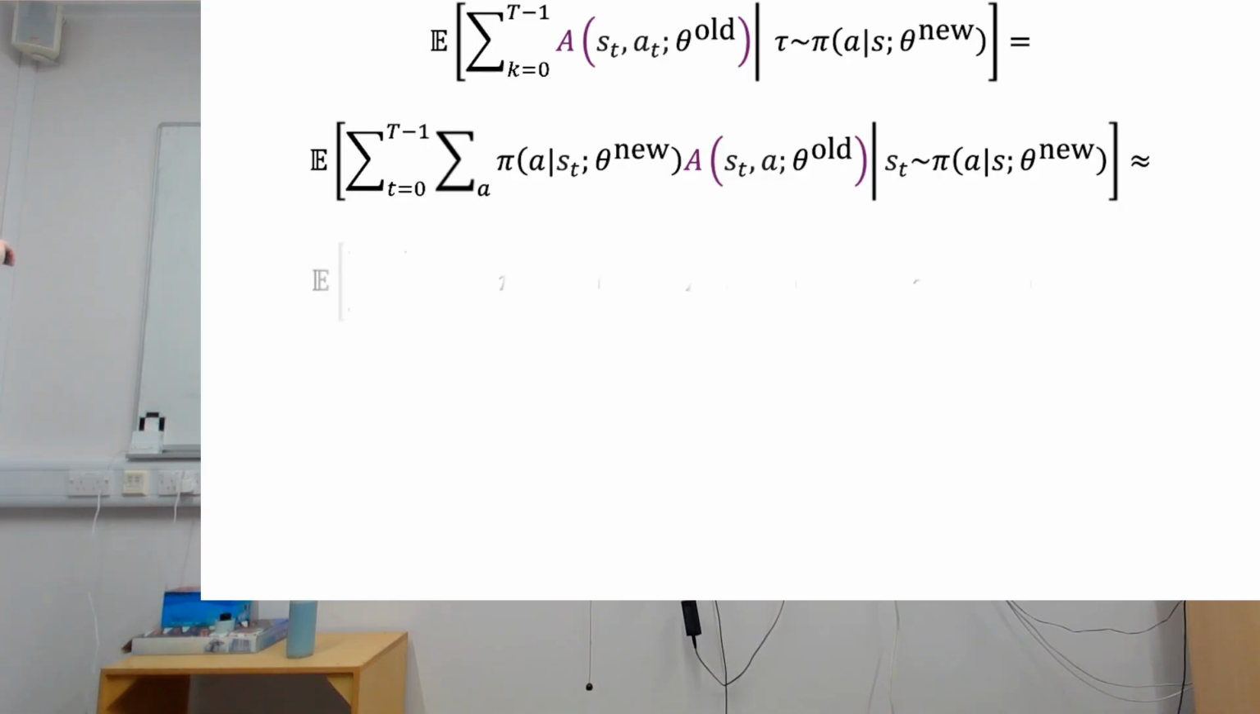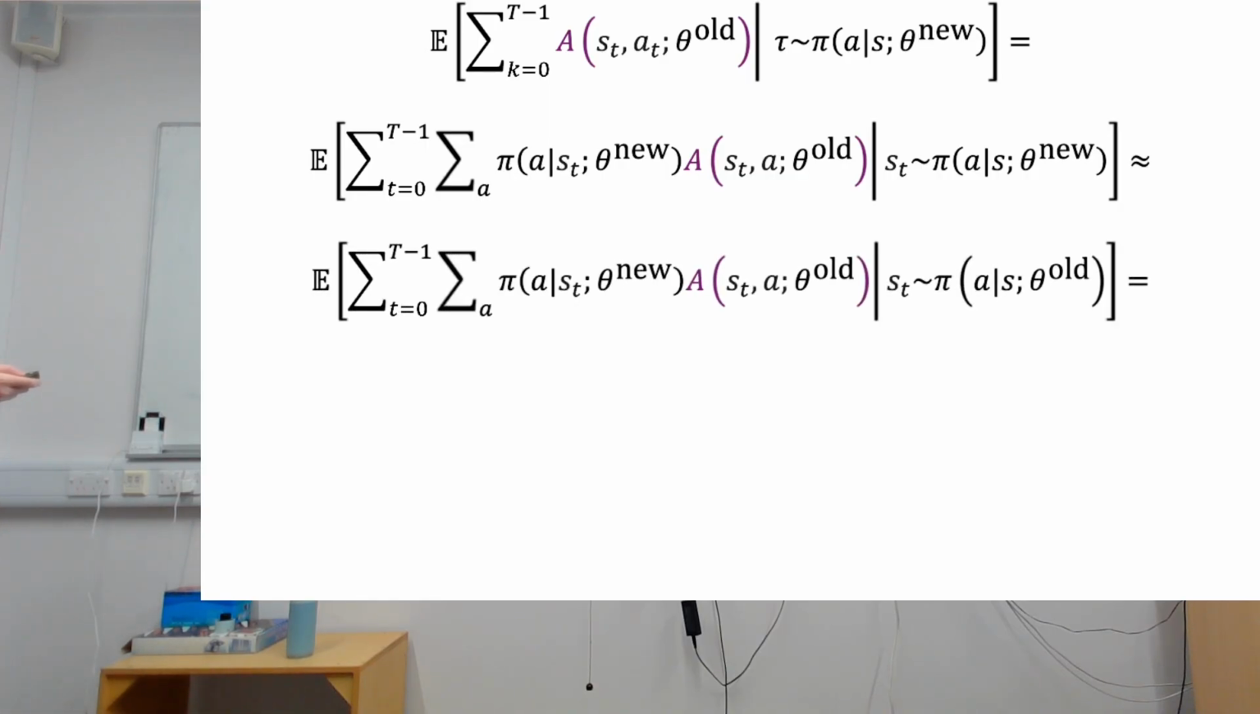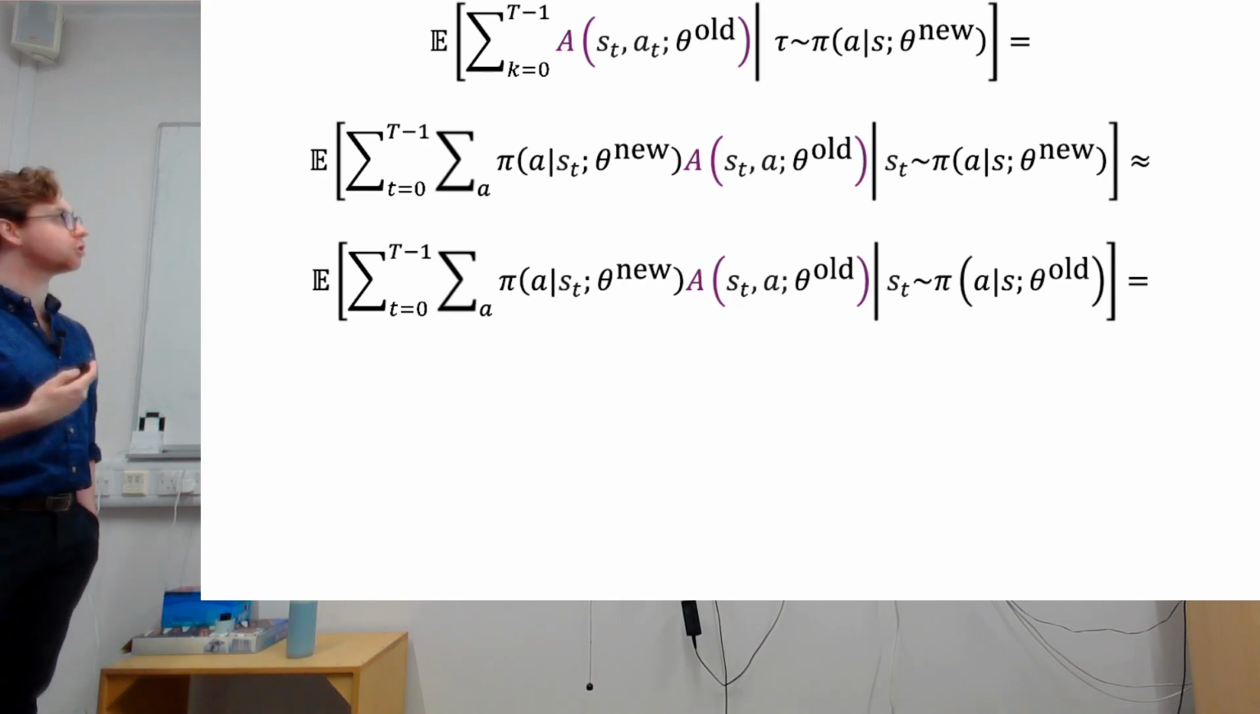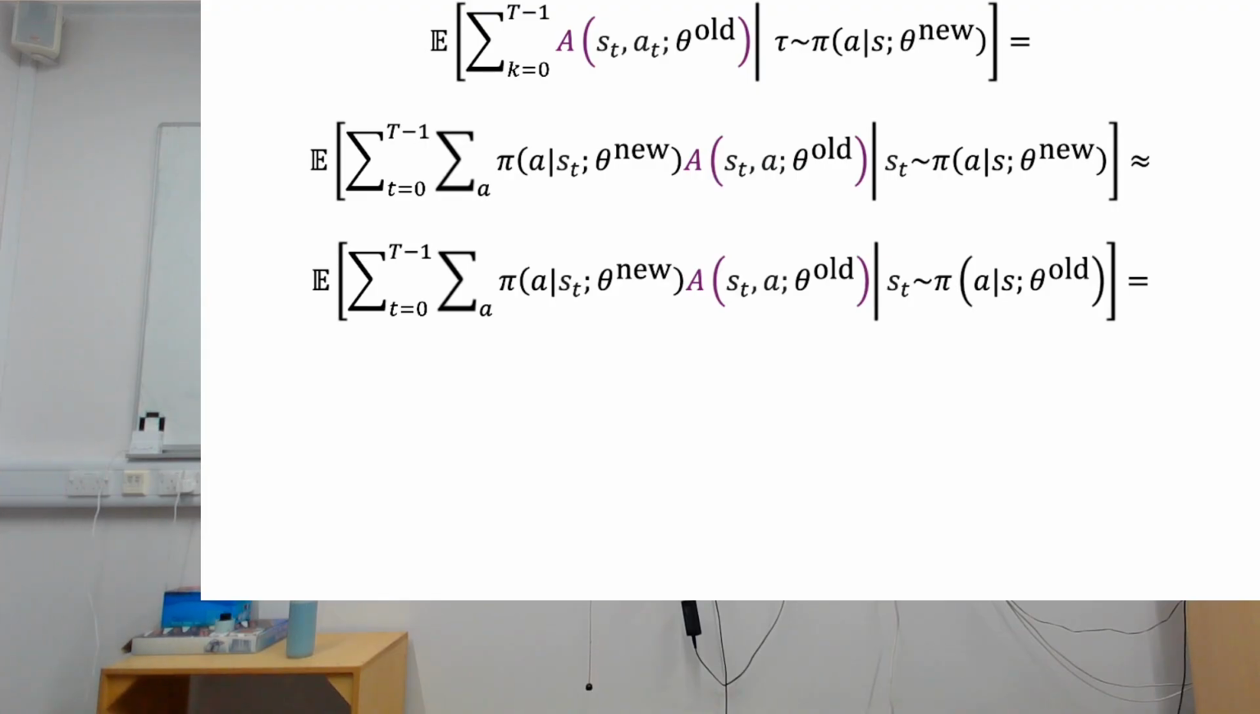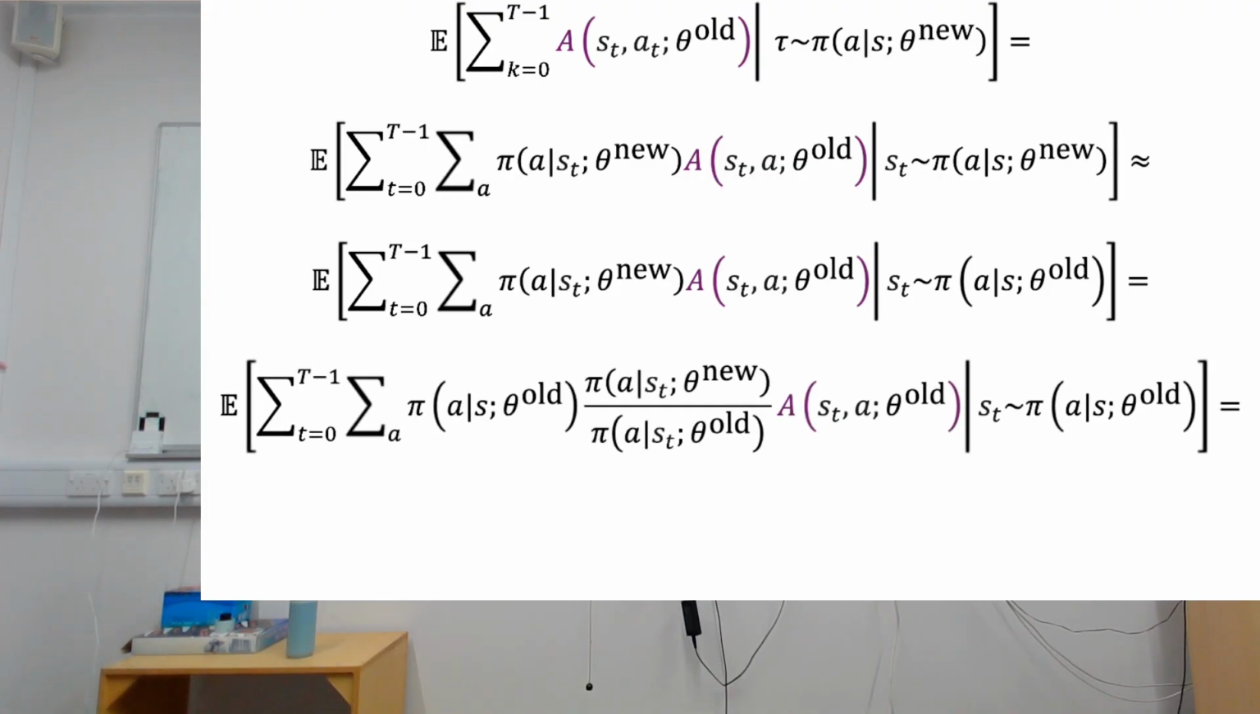All right, now we're going to do our approximation. Our approximation is to replace this distribution over states that I visit, sampled according to my new policy, with states sampled according to my old policy. That's the approximation you make for deriving surrogate advantage. Okay, now what? Now I'm going to do this importance sampling trick. So what's going on here?